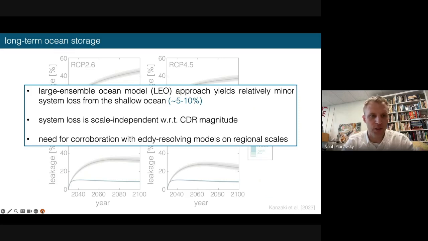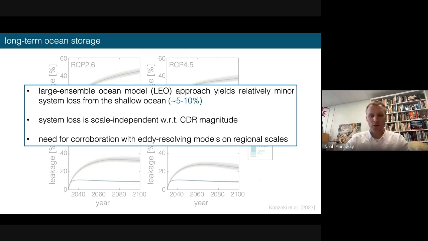So the takeaway is that a large ensemble ocean model approach yields a relatively small amount of system loss for enhanced weathering products from the ocean, somewhere around 5–10%. And one of the other things that's important to stress is that if you have leakage in river systems, that will decrease the amount of carbon leakage that you have in the oceans. In both cases, the carbonic acid system is adjusting. And another key takeaway is that the system loss is relatively scale independent with respect to CDR magnitude, which is key for thinking about the practicality of this project.